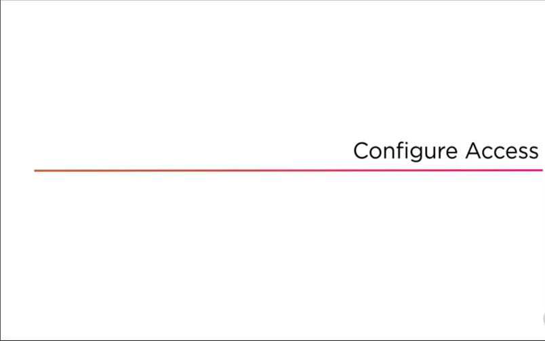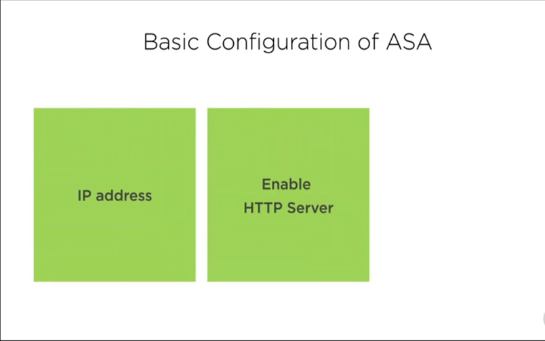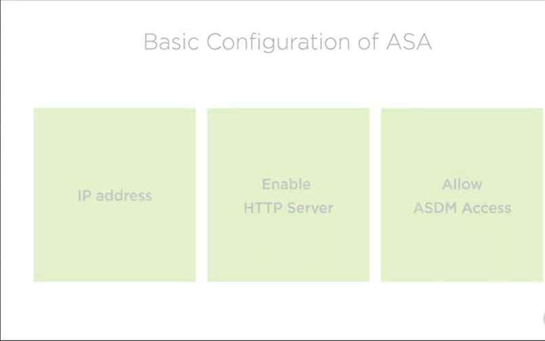Configure access. For the basic configuration of an ASA, what we really need to get on here is an IP address for the interface. We are going to enable an HTTP server and allow ASDM access. So let's go through that first and explain how that works.